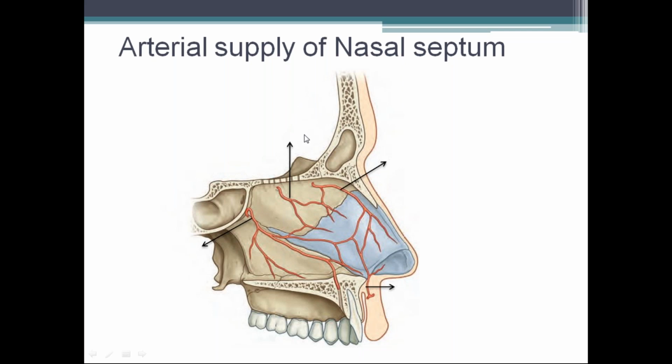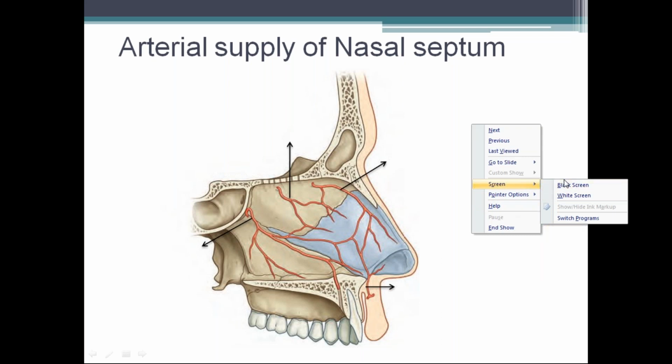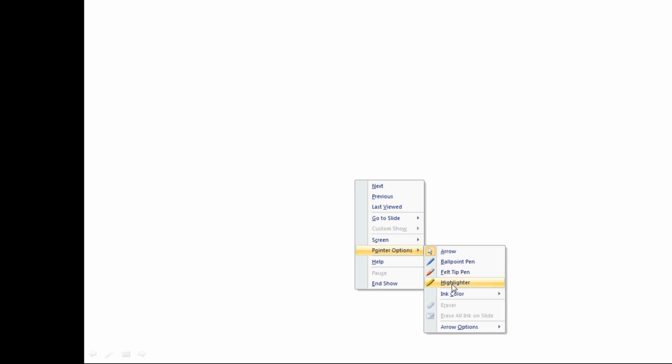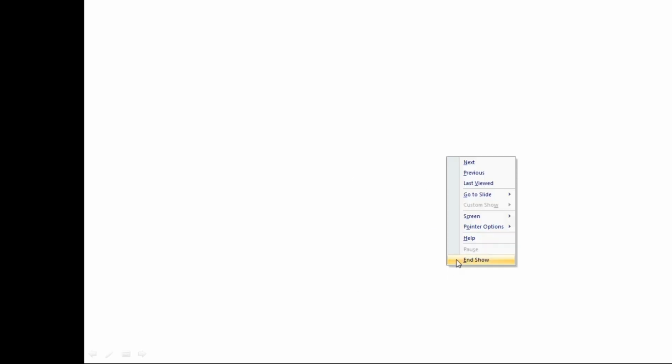Okay, so for the arterial supply of the nasal septum, first you have to divide the nasal septum into four quadrants. So how will you divide this? I'll draw a schematic diagram here to show the blood supply. Just draw one part like this, and divide it into four quadrants like this.